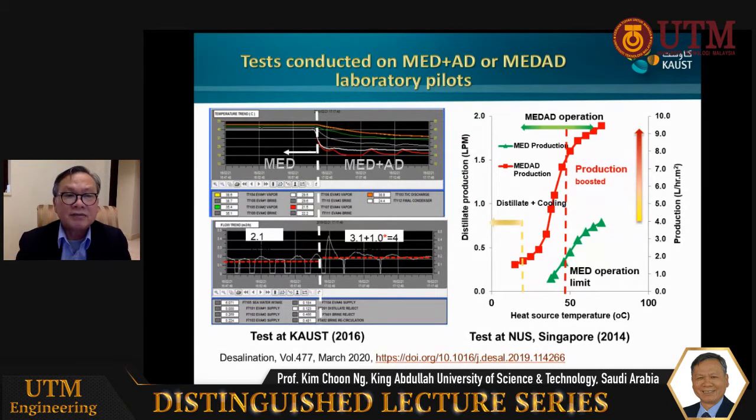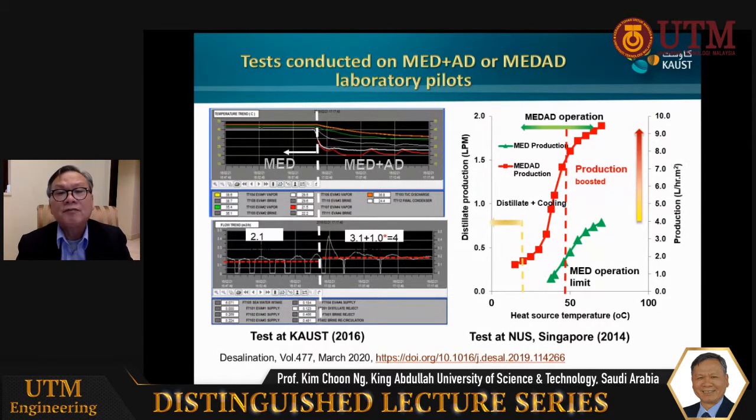And that increases the delta T for every stage and hence boosts the water production. And the HMI chart below shows the water production for MED at 2.1 liters per minute. And when it's run as a hybrid cycle, it boosted the water production to about 4 liters per minute.